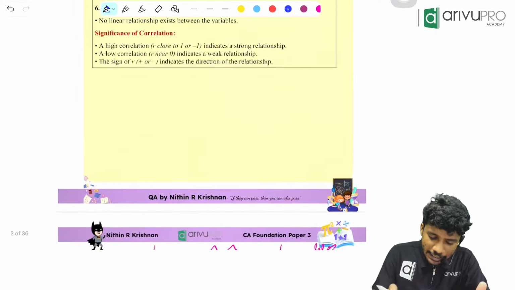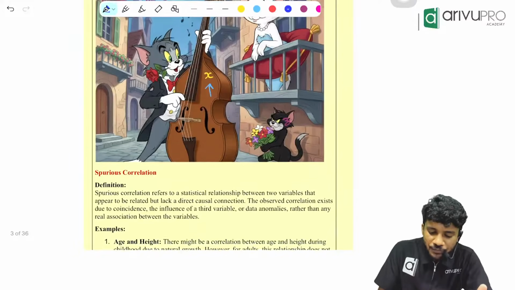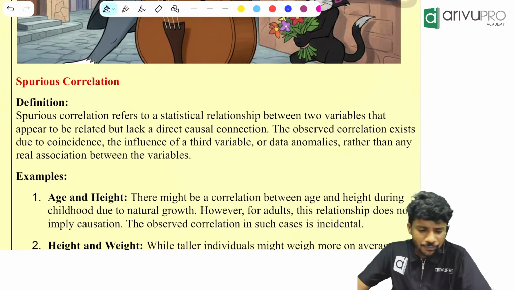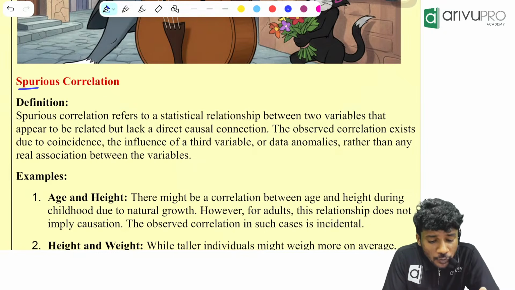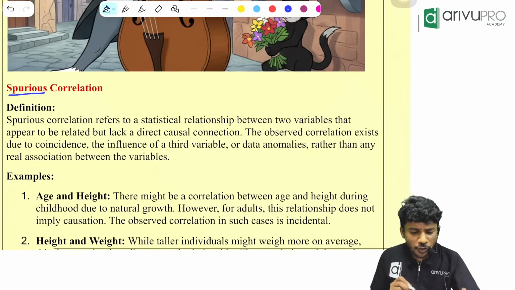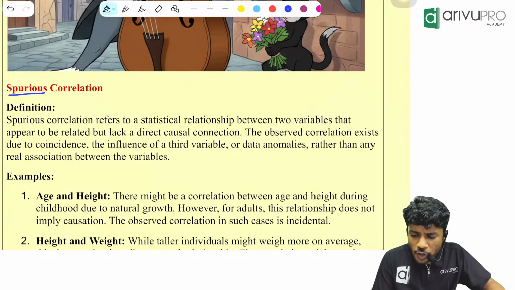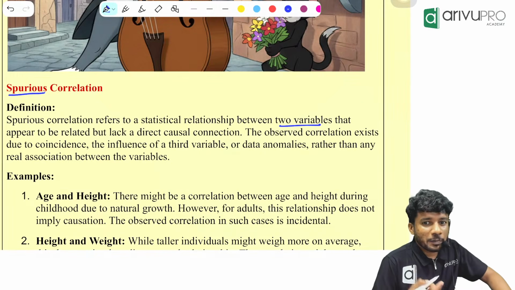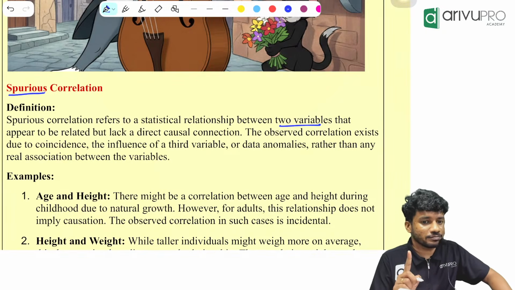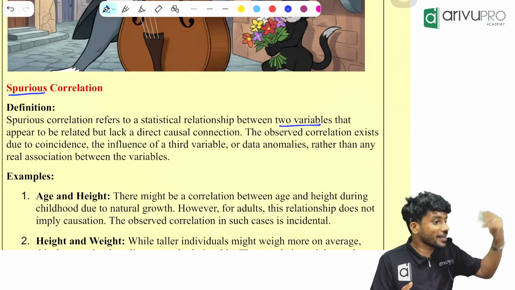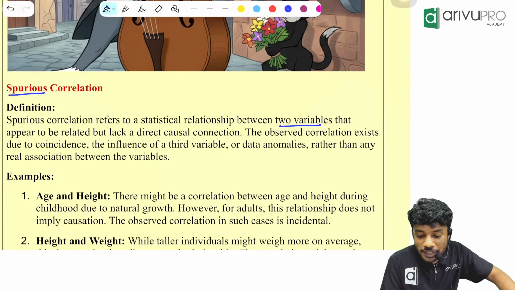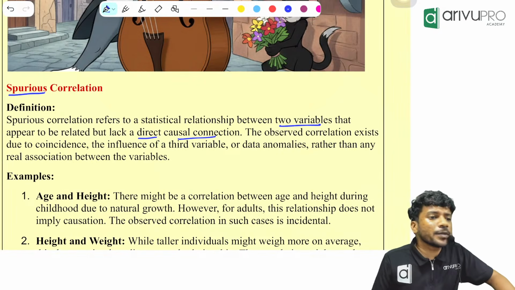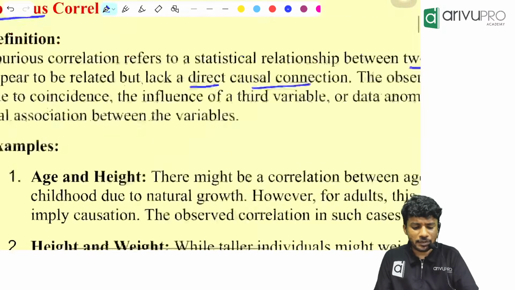If we know that much, we can learn a very simple topic called spurious correlation. Spurious correlation refers to two variables that look like they are related, but there is no relationship. They look related, but there is no direct causal connection. That is called spurious correlation.